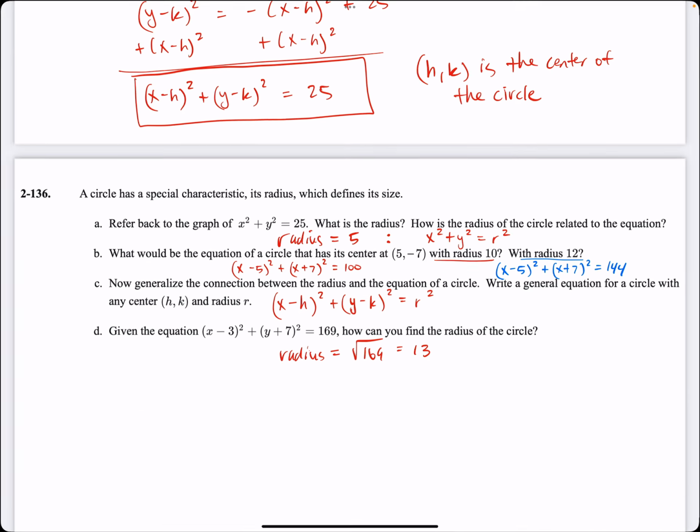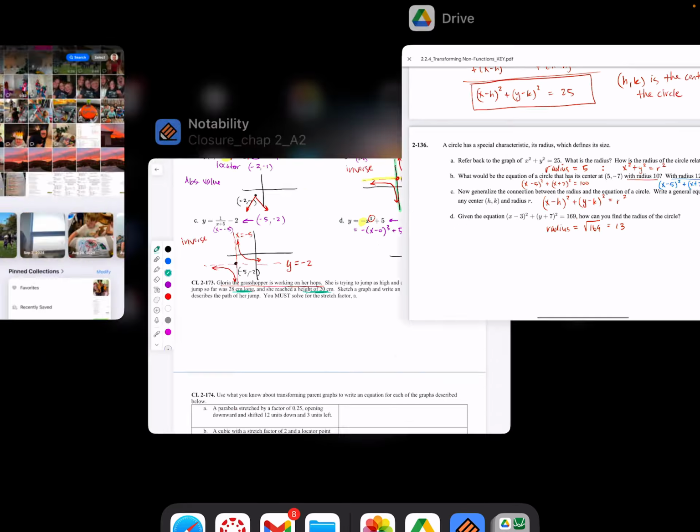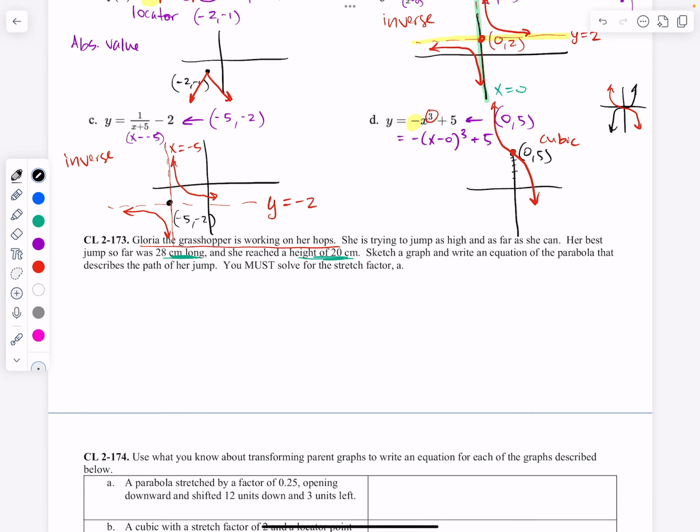So we're going to begin by drawing a picture. Anytime something is jumping through the air or flying through the air, it will form an upside down parabola. So it's going to look like this. The start of the jump is here, the end of the jump is here. From the description, the jump was 28 centimeters long, so this is 28 centimeters from here to here. And it reached a height of 20 centimeters, so at the highest point here, this distance is 20 centimeters.